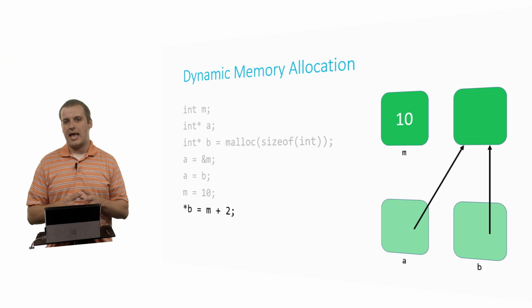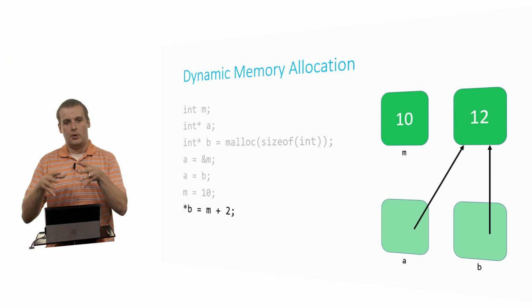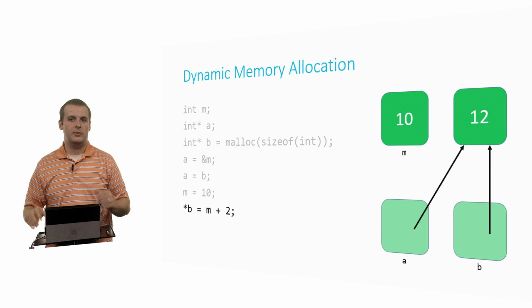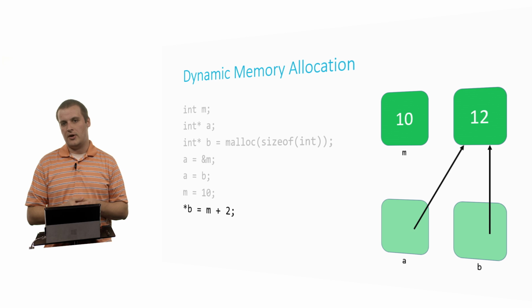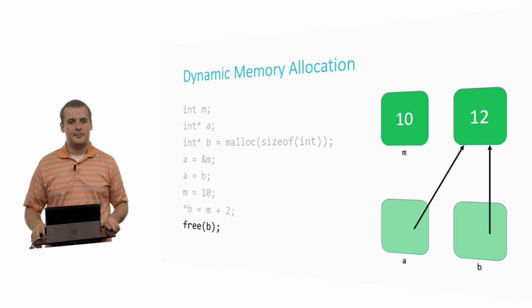Star b equals m plus 2. Recall from our pointers video what star b means. We're going to dereference b and put some value in that memory location. In this case, 12. So when we dereference a pointer, recall, we just travel down the arrow, or put another way, we go to that memory address and we manipulate it in some way. We put some value in there. In this case, star b equals m plus 2 is just go to the memory pointed to by b, and put m plus 2 in there, 12.